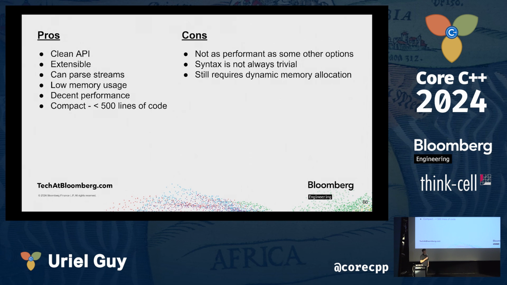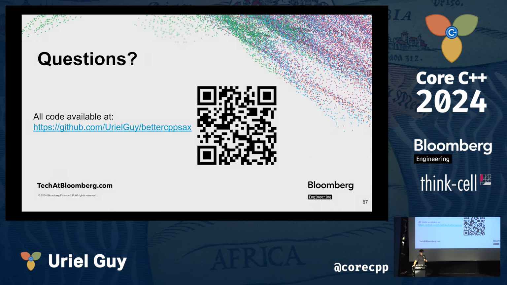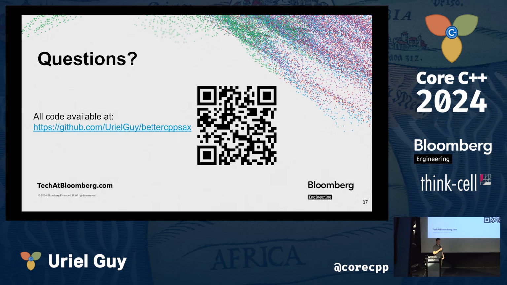And at the bottom line, it still requires dynamic memory allocation. 2.5 kilobytes allocated and reallocated 500 million times. So yeah, this is it. All of the code, there's a QR code. All of the code is available there. It's about the benchmarks, the code, the library. And if anybody has any more questions.